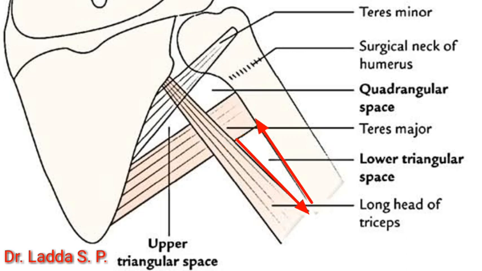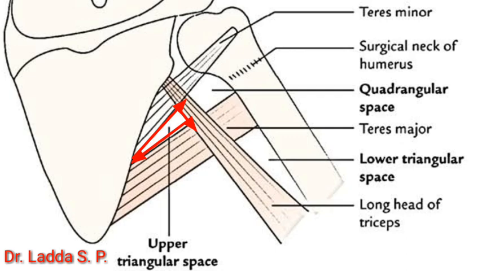Now proceed with the upper triangular space. It has a superior border, which is formed by the teres minor muscle. Its lateral border is formed by the long head of triceps muscle, and the inferior border is formed by teres major. First is teres minor, superior; lateral, long head of triceps; and inferior, teres major muscle.